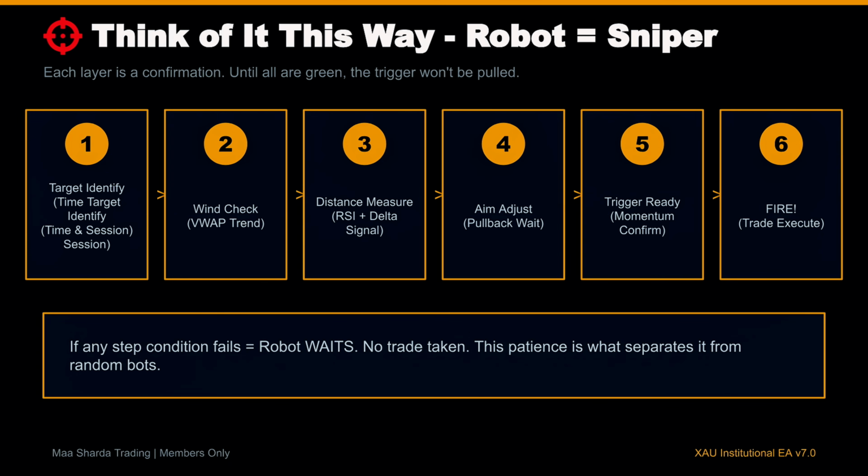Think of the robot as a sniper, taking calculated steps. It identifies the target, checks the wind with VWAP trend, measures distance with RSI and delta, adjusts aim using pullback, confirms the trigger with momentum, and then fires. If any condition fails, the robot waits, which is crucial for quality trading.